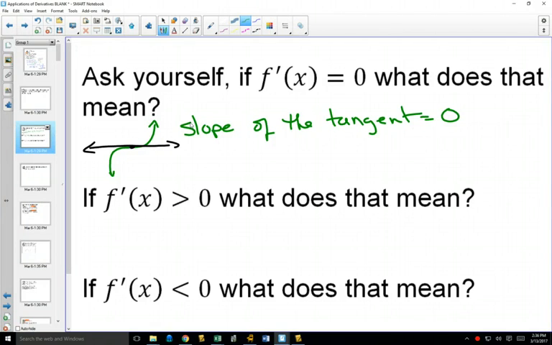If the derivative is greater than 0, in other words, that means the slope is positive. What does that mean about our original graph? Let's think about a parabola. We already know that here the slope is 0.